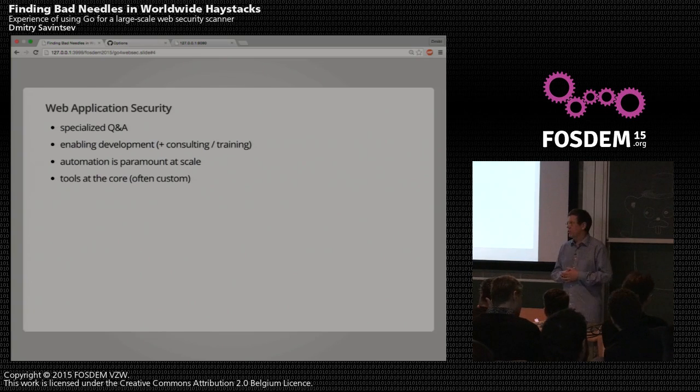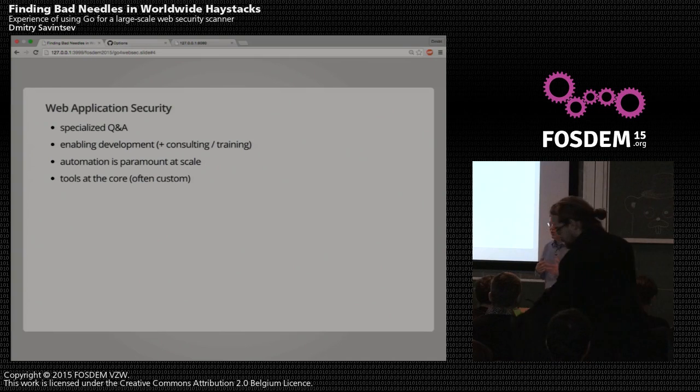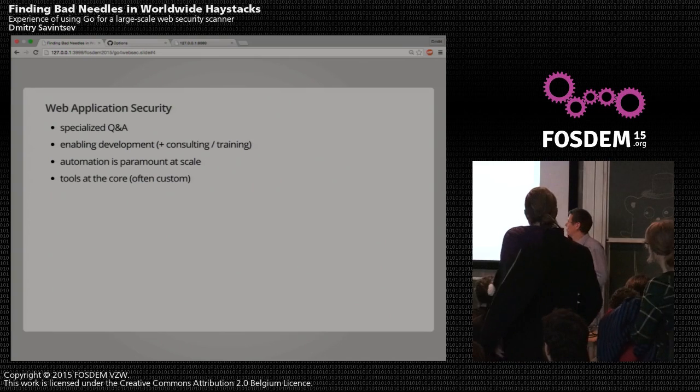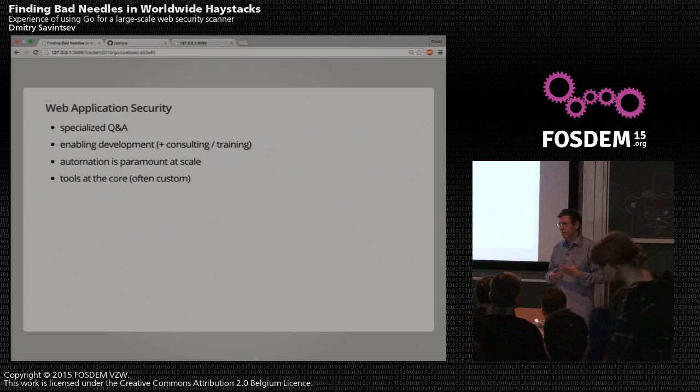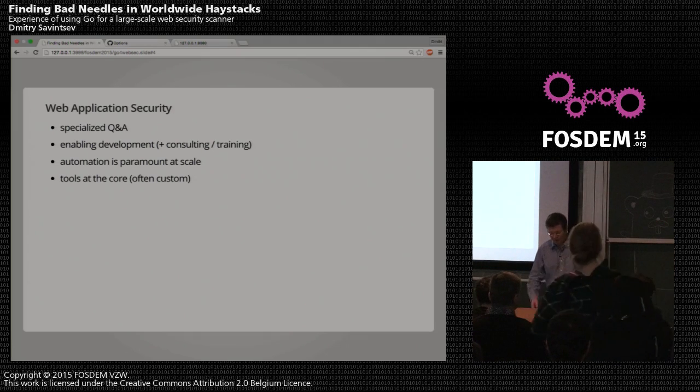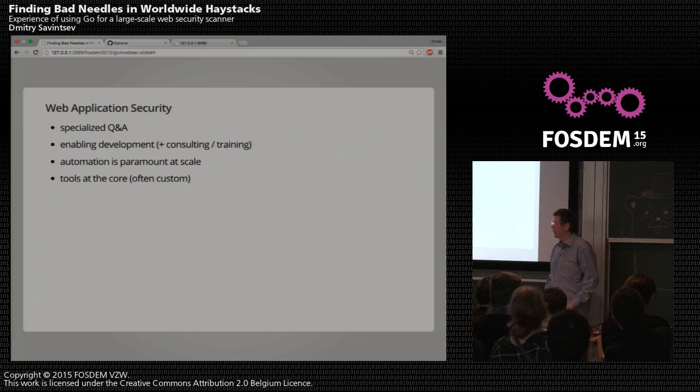For that work, automation is paramount at scale, when you have to do a lot. You usually have a few guys and hundreds of thousands of developers, so the ratio of coders to paranoids requires automation. You also have to build a lot of tools. Tools are at the core. What we found out is that you need custom tools. It's not enough just to take something that's available on the market or in open source. You end up making them, because also things change and you need to adapt. You have to create your own. So we run our own scanner.